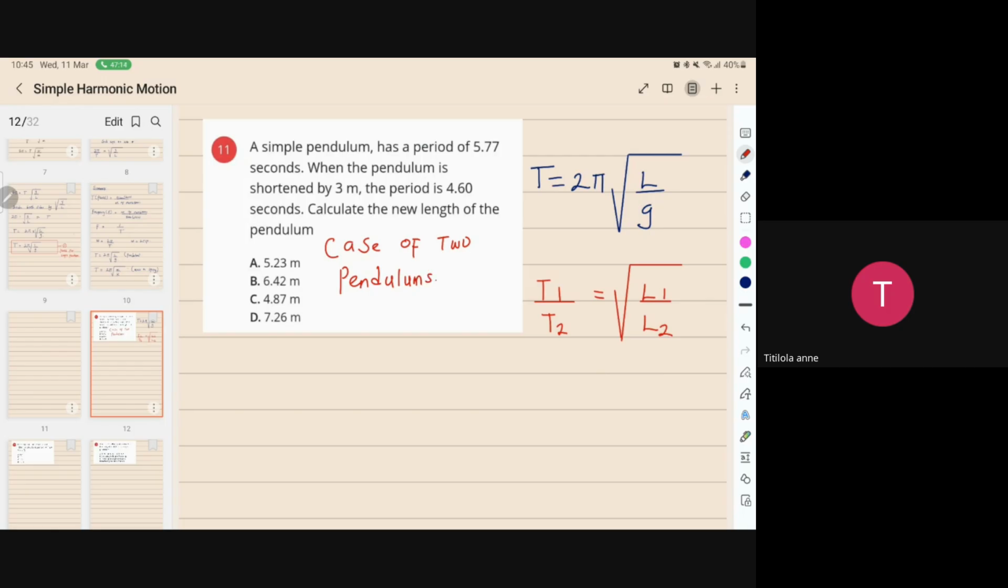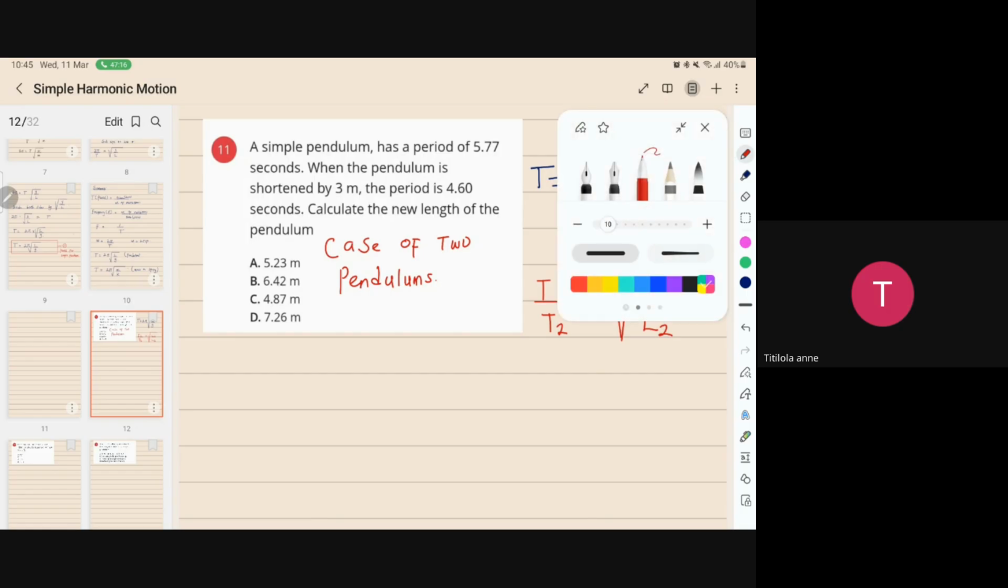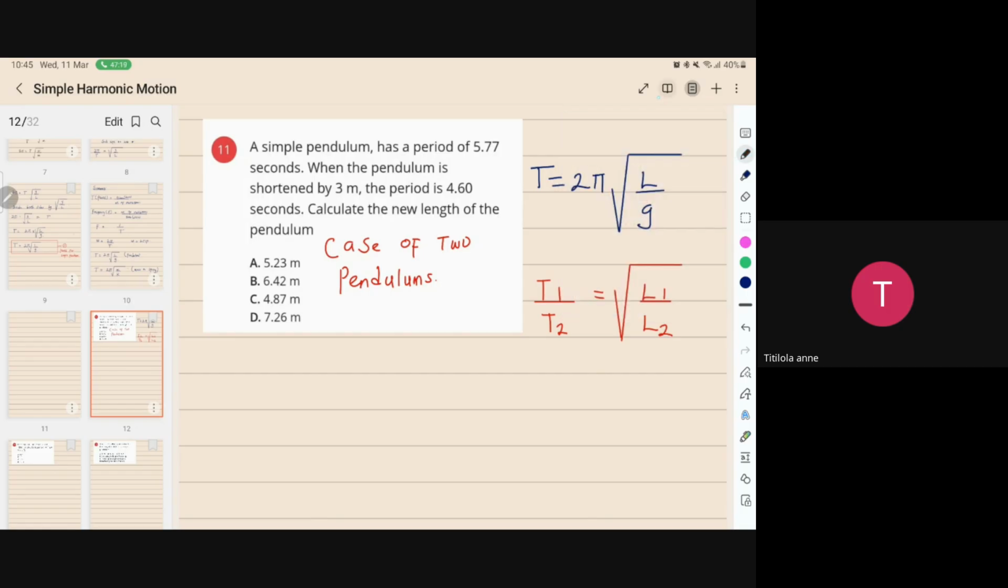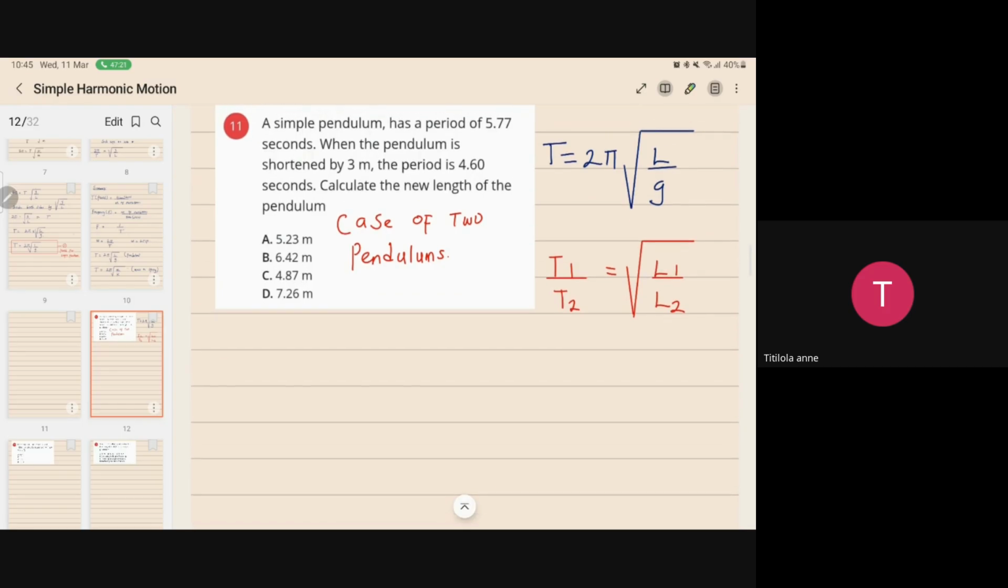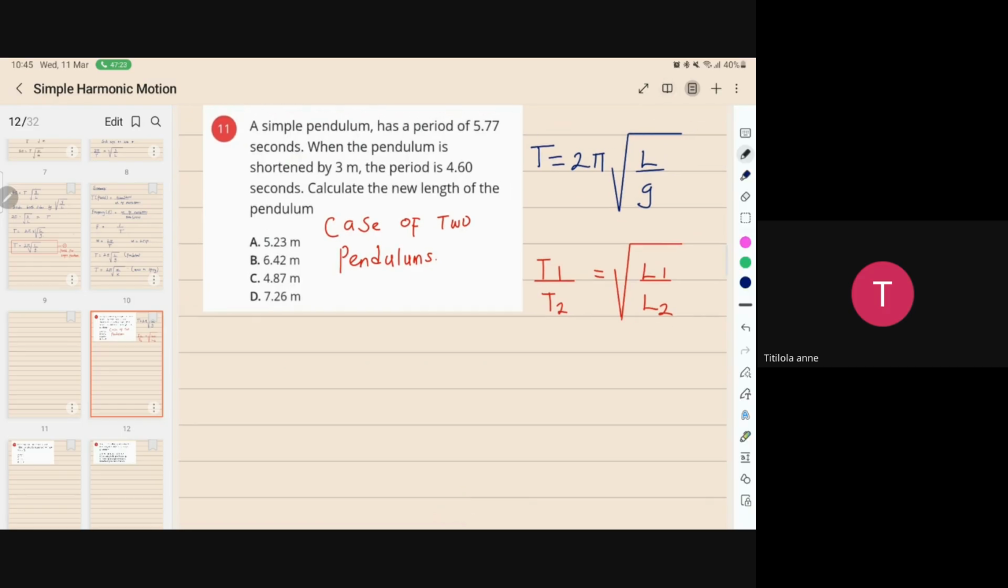All right. So now they gave us the values. So what are the values that were given to us? One step at a time, right? Now, the first one, they gave us the period to be what? 5.77, right? So that means that my T1 is equal to 5.77 seconds. Now, they said something very important. Our T2, when the pendulum is shortened, has a period of 4.60.